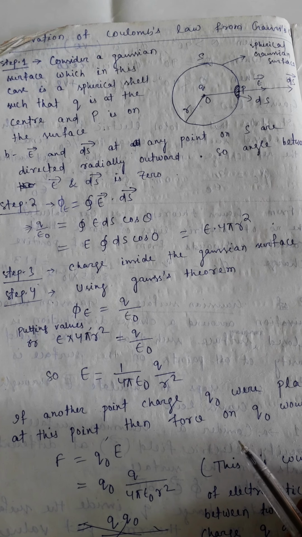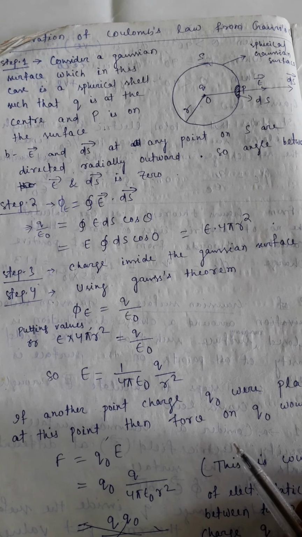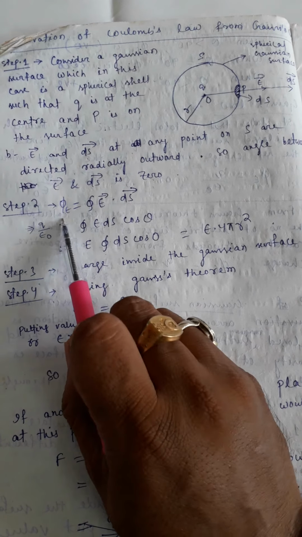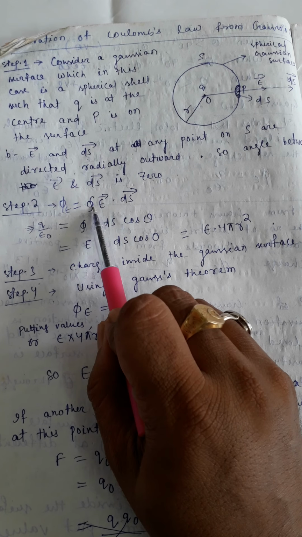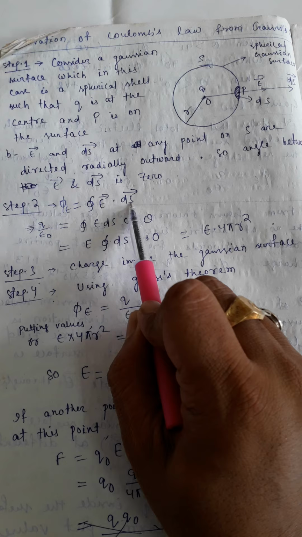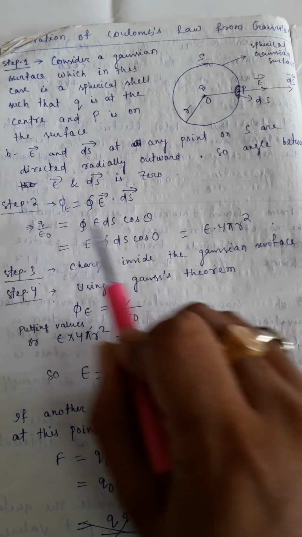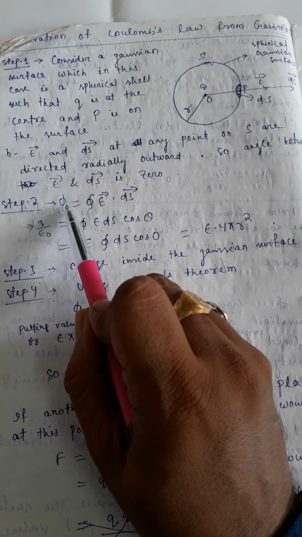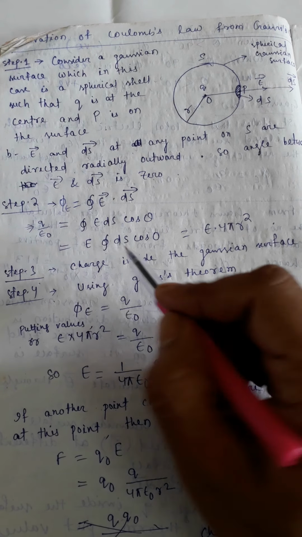Dear students, in this lecture we will discuss the application of Gauss law. We already know the electric flux phi E is equal to the integration of E vector dot ds vector, or integration of E ds cos theta, and instead of electric flux phi E we can write phi E is equal to q by epsilon naught for a closed surface.